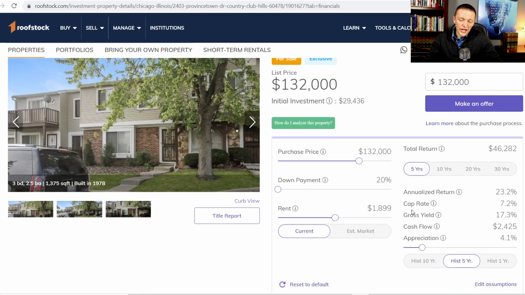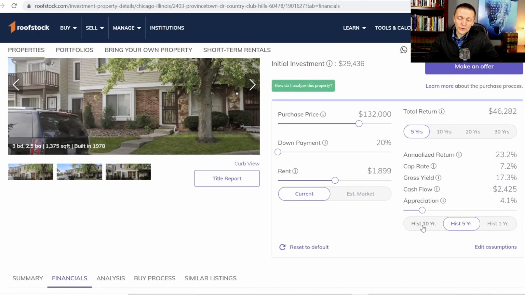$1,899. So for appreciation, I'm going to go ahead and do the same thing that I did with the other property, which is to use the 10-year historical average appreciation, which actually increases it from 4.1% to 5.6%, which definitely helps our numbers. And let's take a look at what other information we have available on this property.